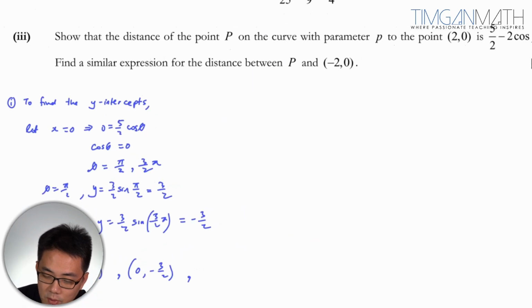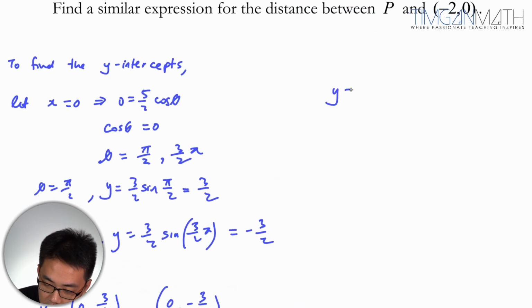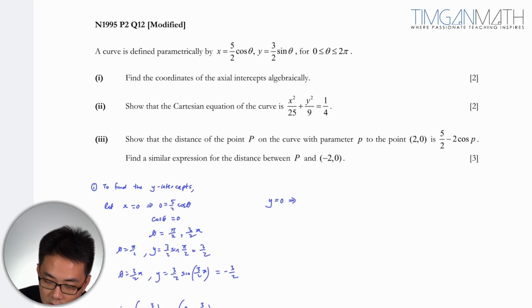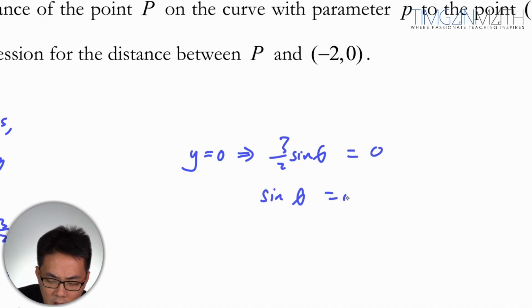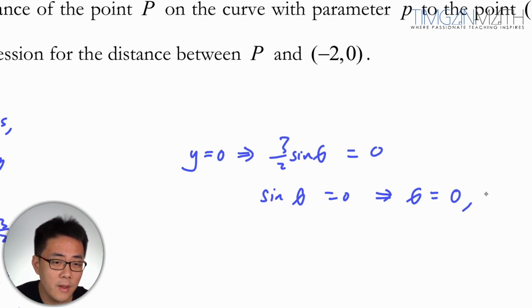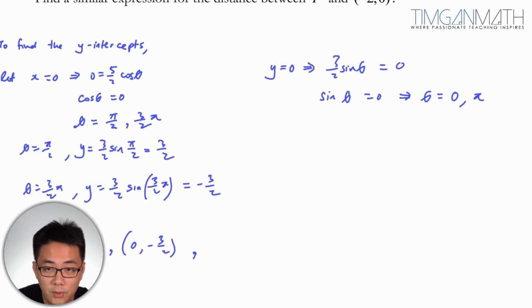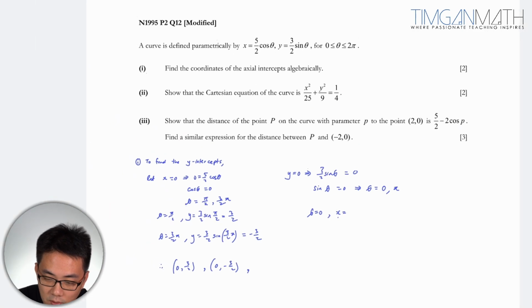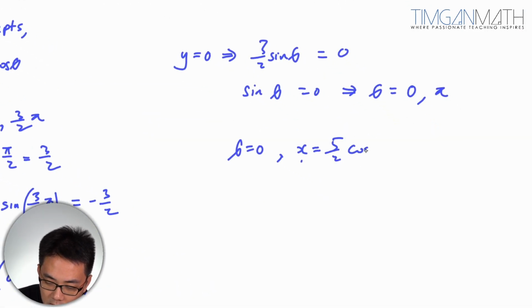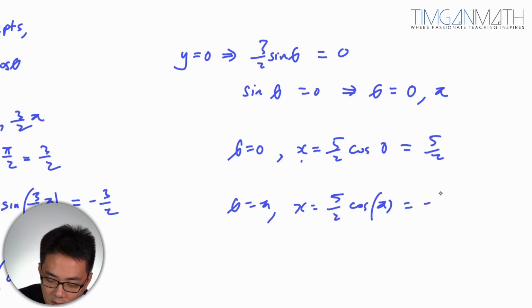Okay, that's pretty okay. Then after which, we're going to look at y equals to 0. Basically, y equals 0 will give us 3 over 2 sine theta equals 0. Then sine theta would be 0, and sine theta equals 0 would just mean that theta is 0 and pi. So when theta is 0, y is 0 obviously. So x is 5 over 2 cosine 0, which is 1, so 5 over 2. And when theta equals pi, x equals 5 over 2 cosine pi, which is negative 1, so negative 5 over 2.